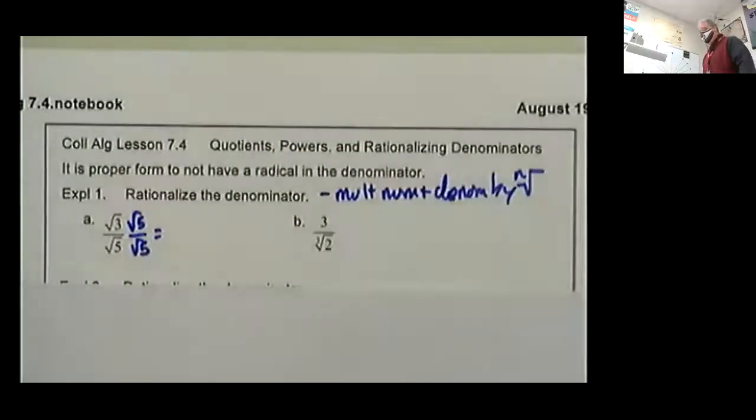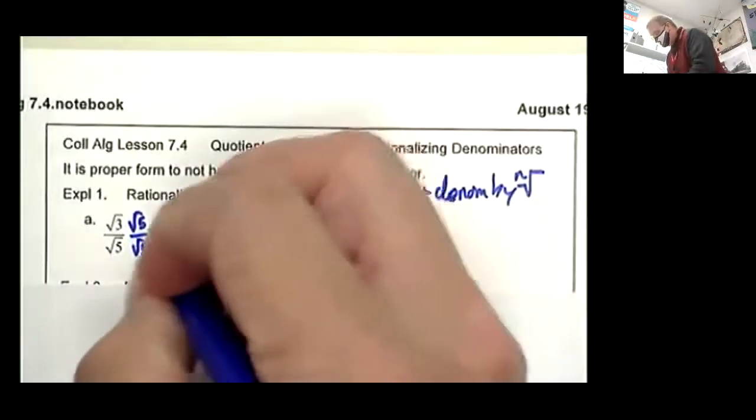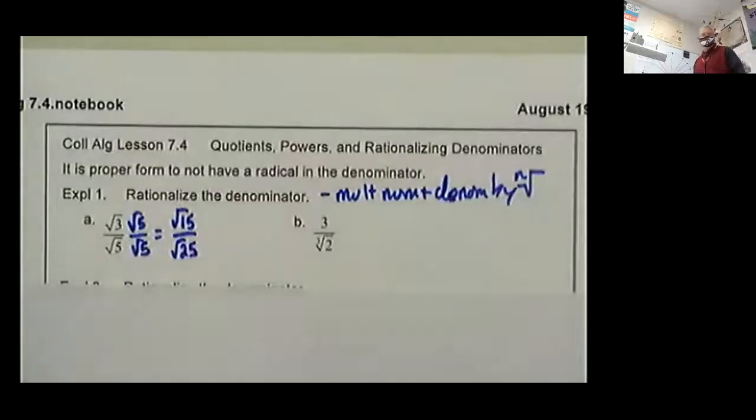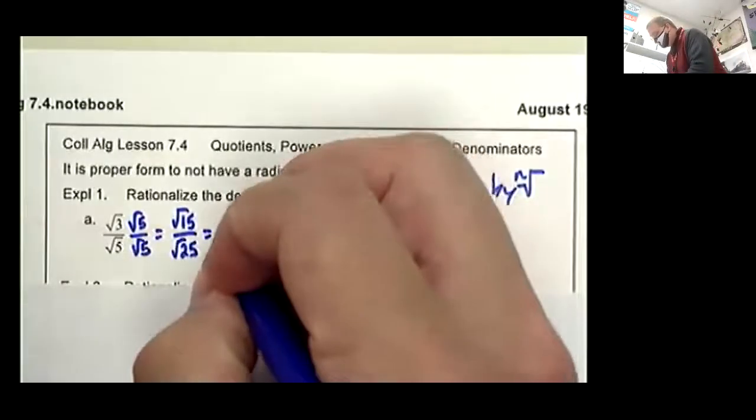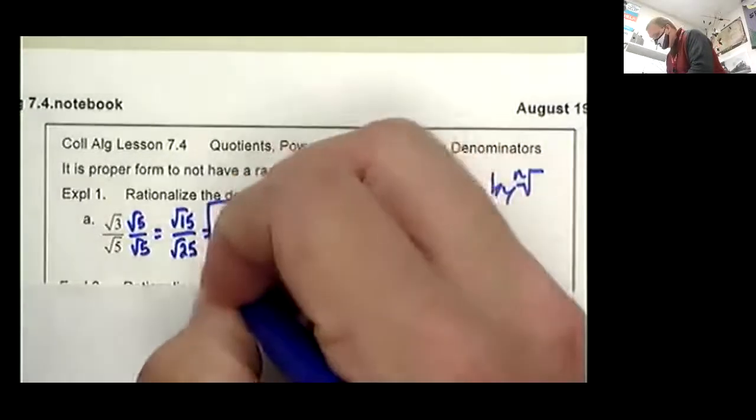Because they're the same index, we can multiply inside the roots, and that is the square root of 15 over the square root of 25, right? 3 times 5 is 15, 5 times 5 is 25. Square root of 15 will not simplify, so it just stays square root of 15. Square root of 25 does, and that's a 5.